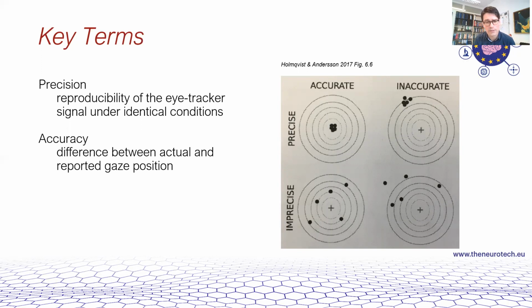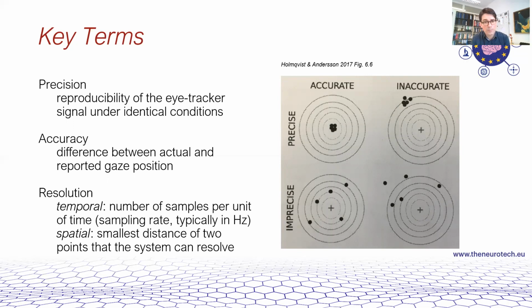Accuracy is really the difference between actual and reported gaze position. And you can see that if the eye was really looking at this cross here in the middle of this circular array, then precise and accurate recordings would be reflected by the 5 samples clustering around the ideal viewing or gaze position. Precise and inaccurate would be shown up here, and imprecise recordings are then those with a considerable scatter.